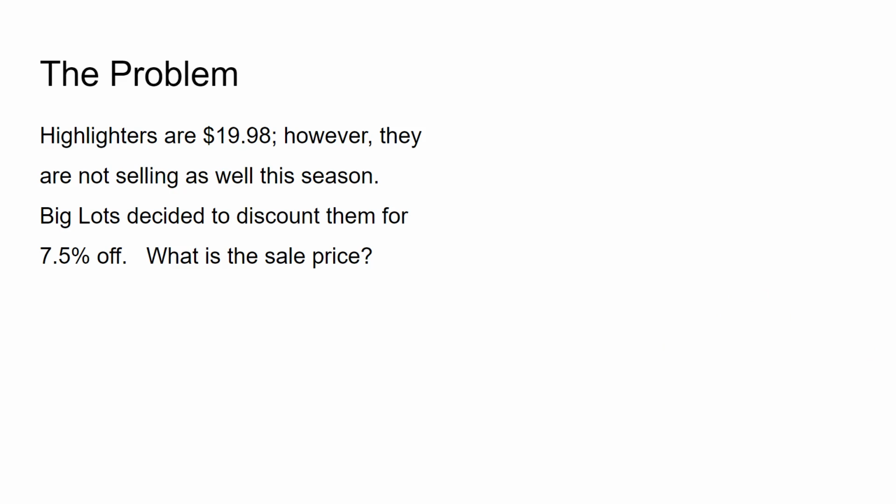It says highlighters are $19.98. However, they are not selling as well this season. Big Lots decided to discount them for 7.5% off. What is the sale price? So sale price lets me know that this is a 2-step problem. So we're going to have to subtract after the fact. All right, but first, let's go ahead and do our mini step.